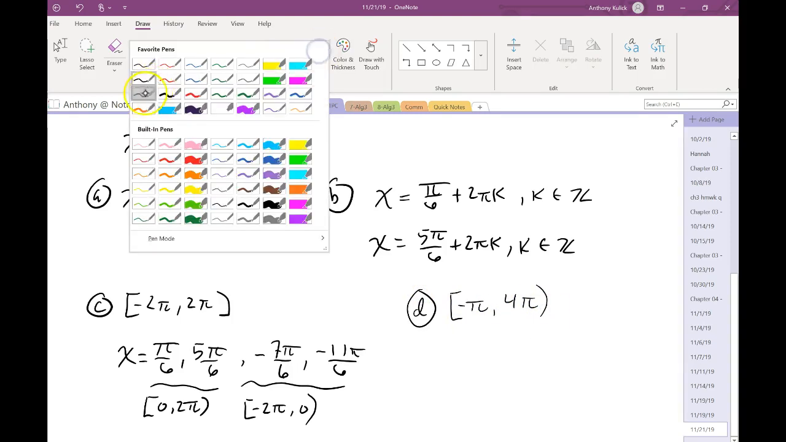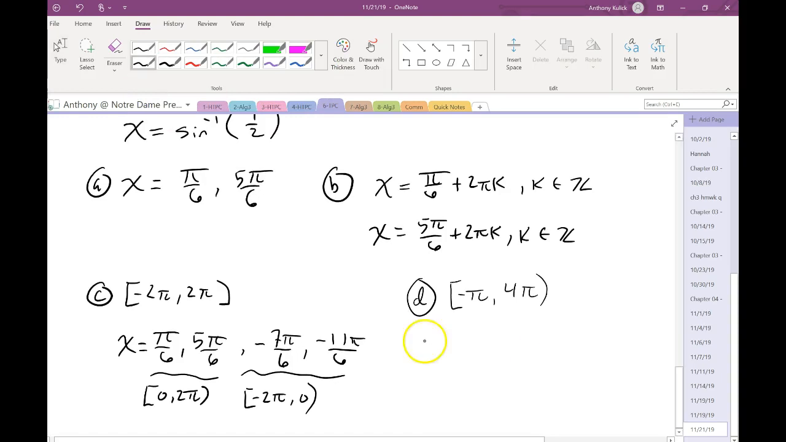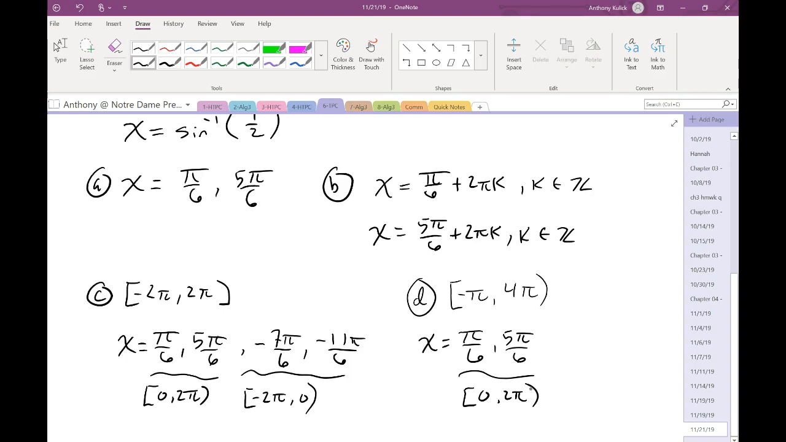Let's move on to part B. So what answers do we know are there? Well, our answers from part A are always going to be in this interval, because 0 to 2 pi is a subinterval of negative pi to 4 pi, right? That entire interval lies in there. So all of the answers from that interval lie there.